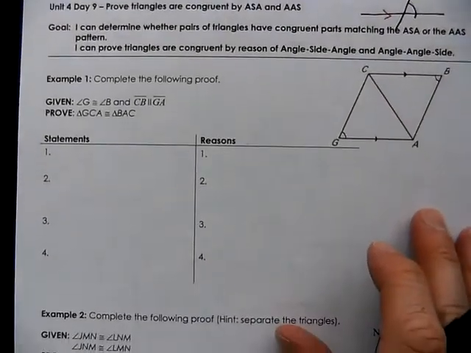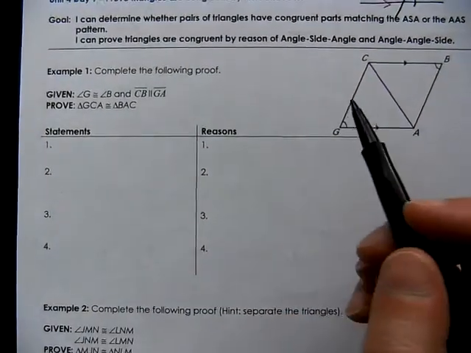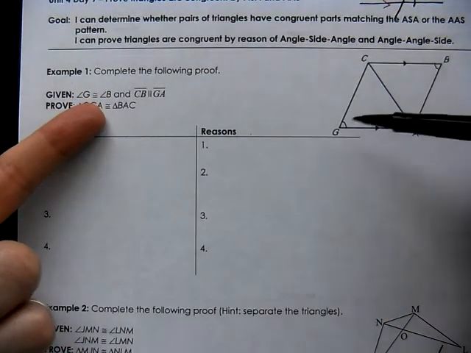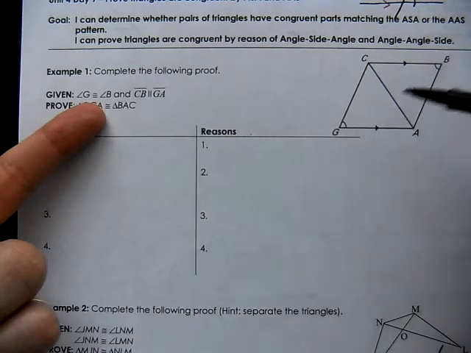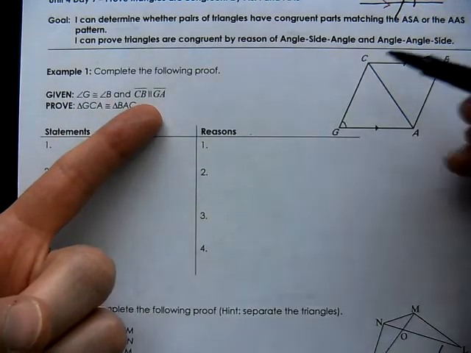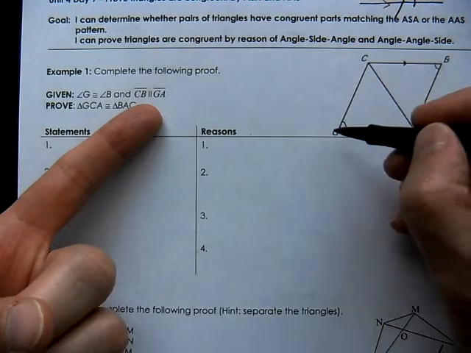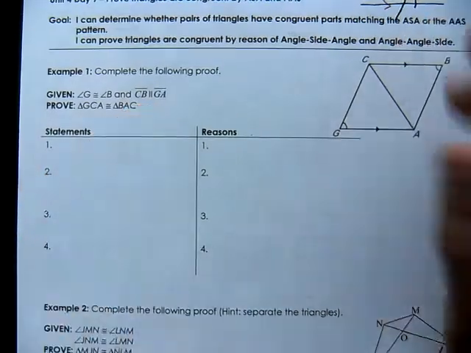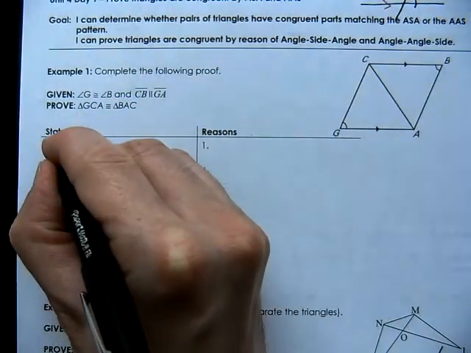And here we go. So let's take a look at our first proof. Here we have angle G is congruent with angle B, and that's already marked. And also given to us is the parallel segments of segment CB with segment GA. Alright, so there's those parallel lines. So let's write that down in statement number 1.